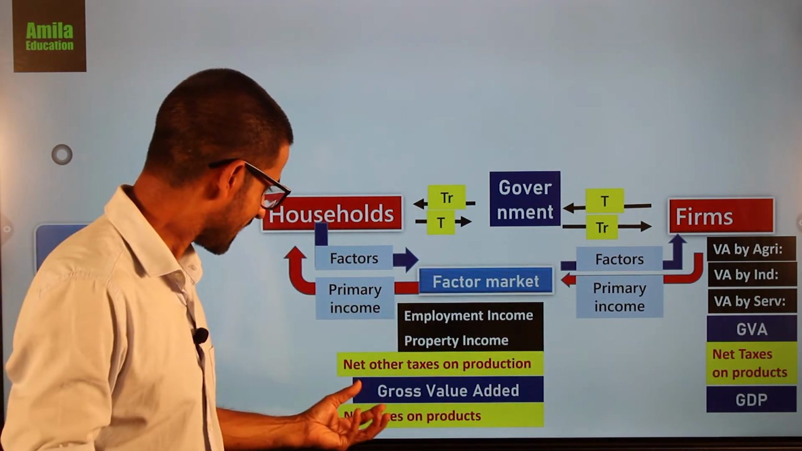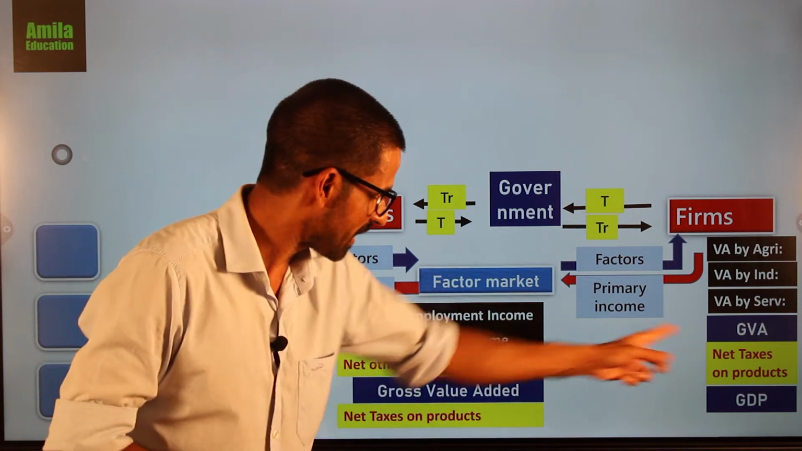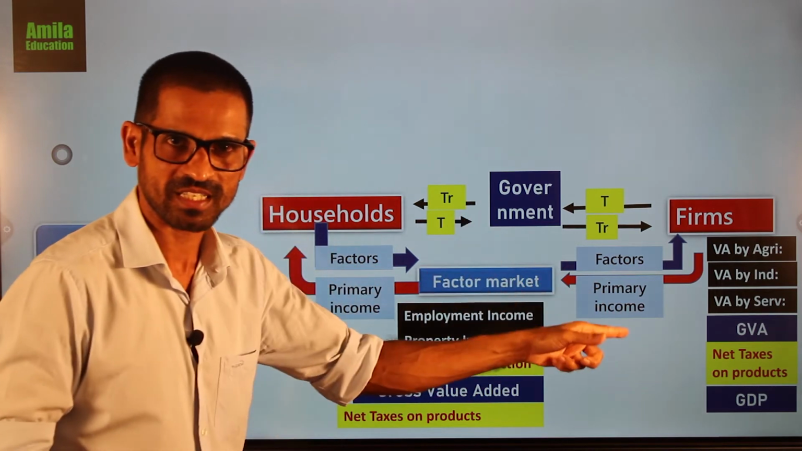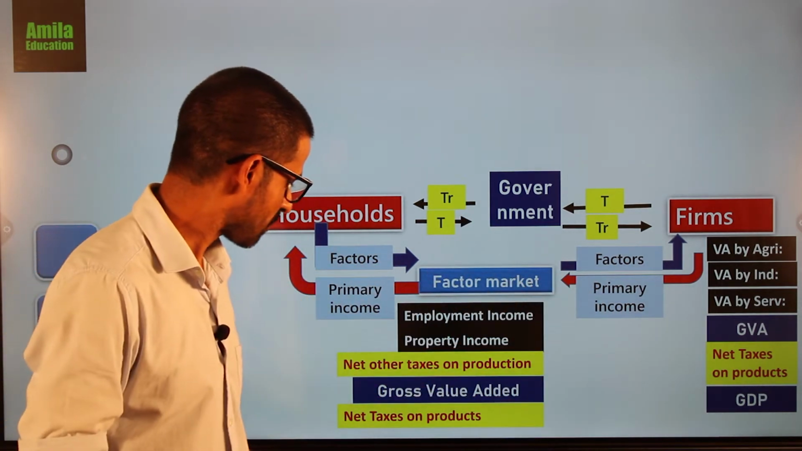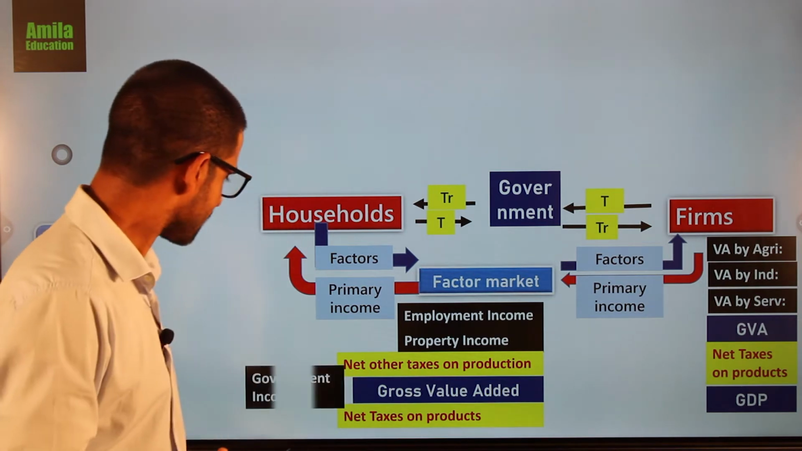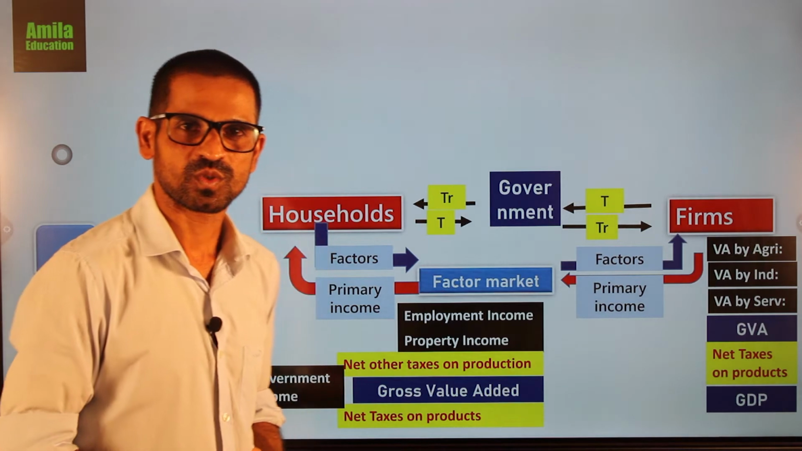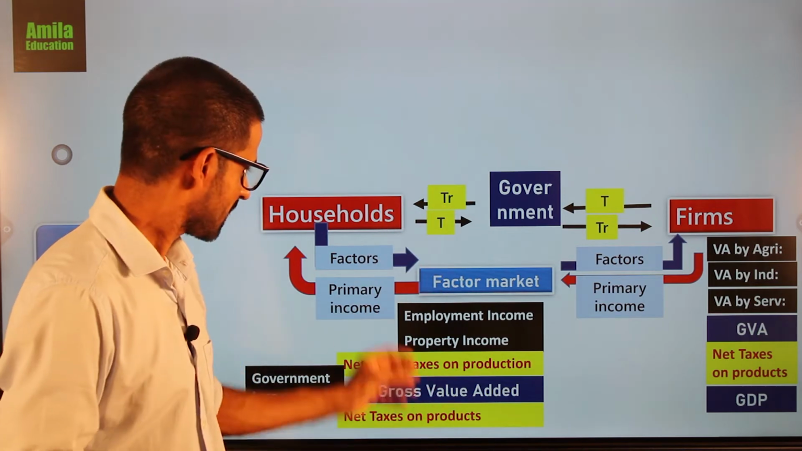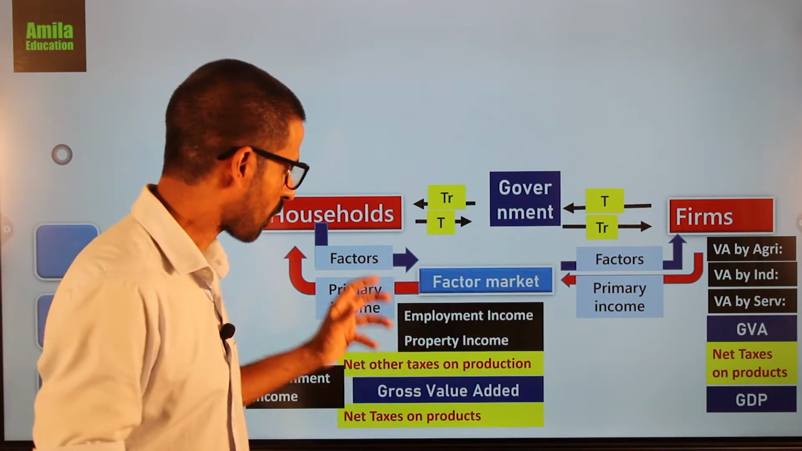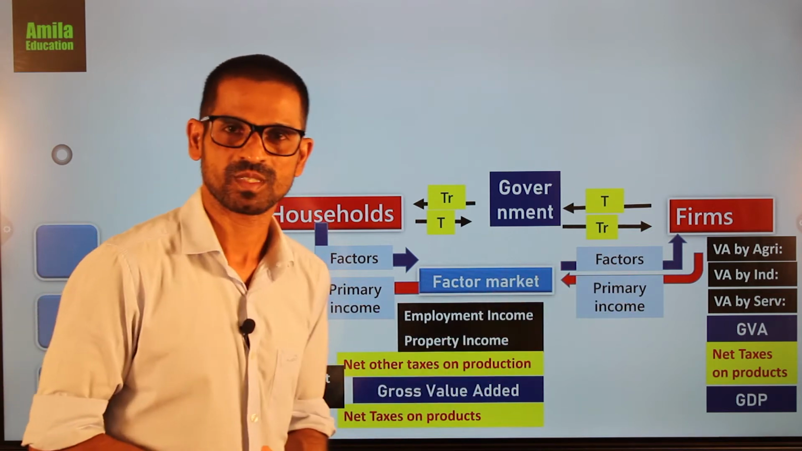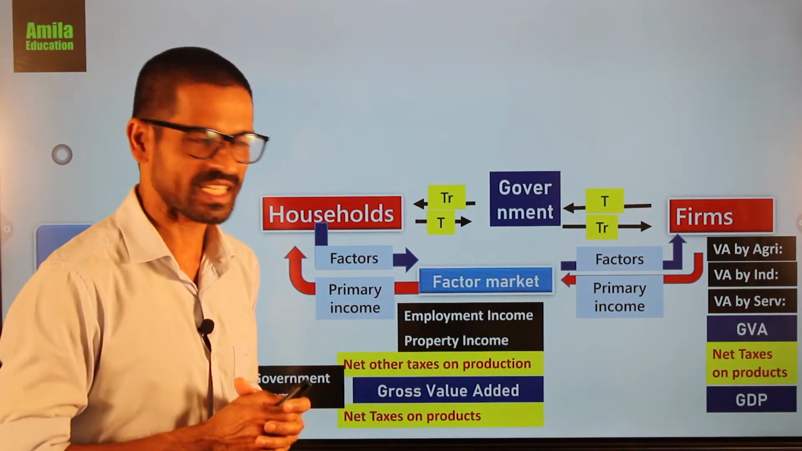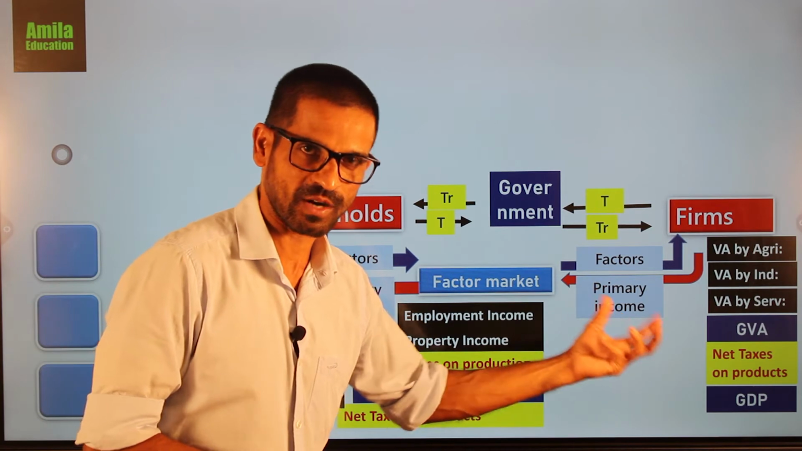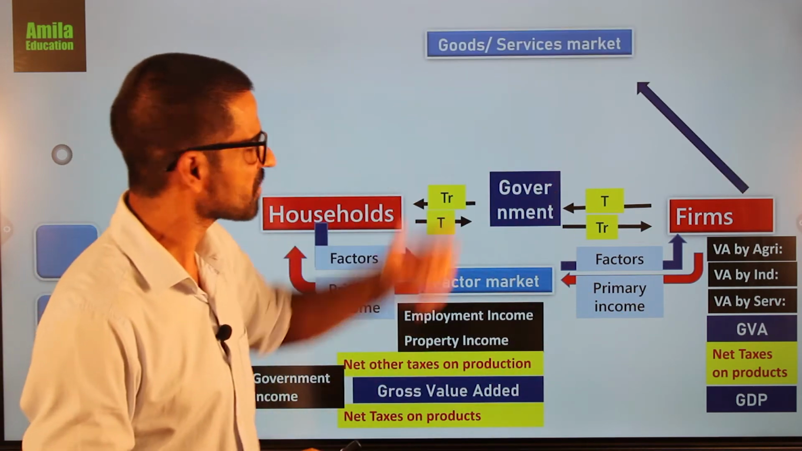To that again, we add net taxes on products, the same thing. Then it becomes GDP. That is the income method to reach GDP, the same GDP. Then net other taxes on production and net taxes on products are known as government income. So how do you reach GDP from the income method? Very simple: employment income, property income, and government income. That is how we reach GDP from the income method. Then this GDP, gross domestic product, this is the output, comes to the goods and service market.